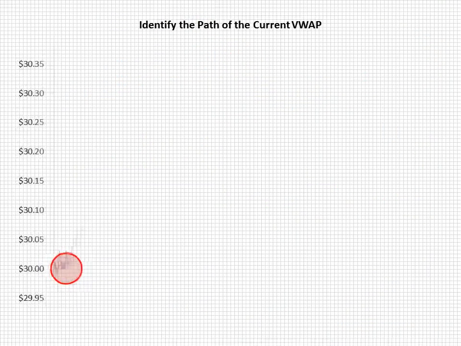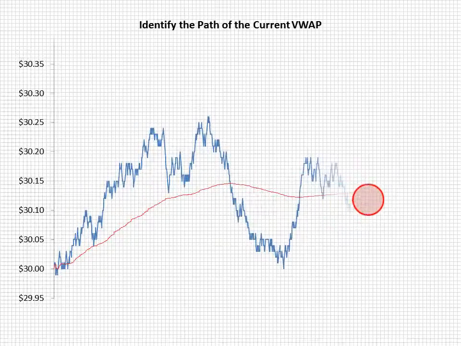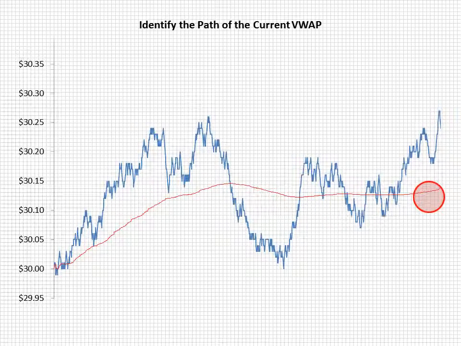Now we'll talk about the metrics. First metric is identifying the path of the current VWAP. We want to understand the trajectory of the VWAP and where the VWAP is going.